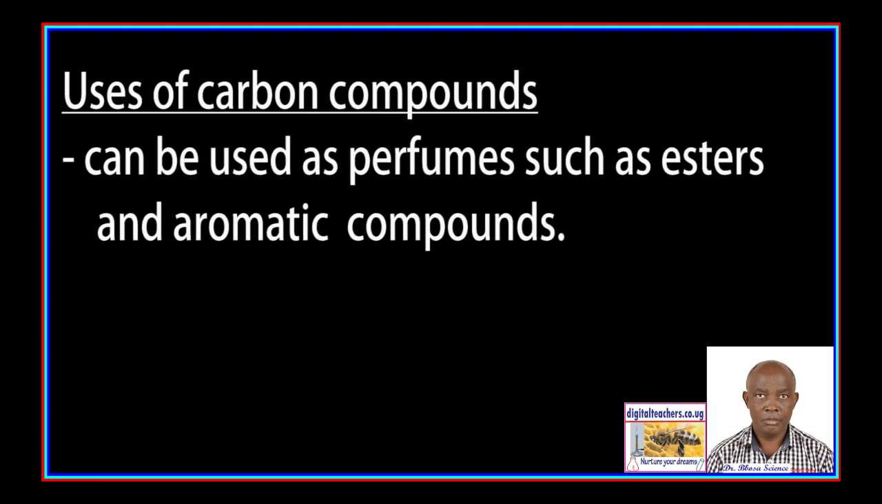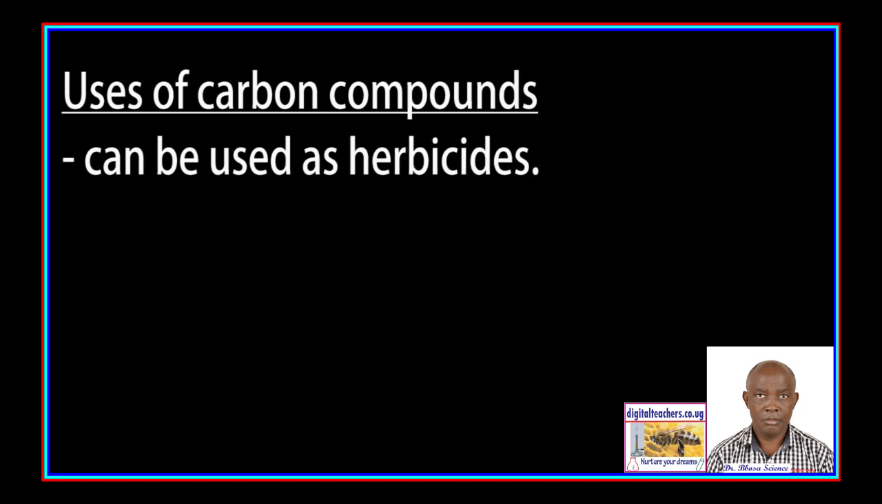Can be used as perfumes, such as esters. Esters, as we shall see later on, are good smelling organic compounds, and very many aromatic compounds have got good smells, and these are used in perfumes. They can be used as herbicides or substances that kill weeds. They can be used as hormones. Hormones are chemical compounds that regulate body activities.